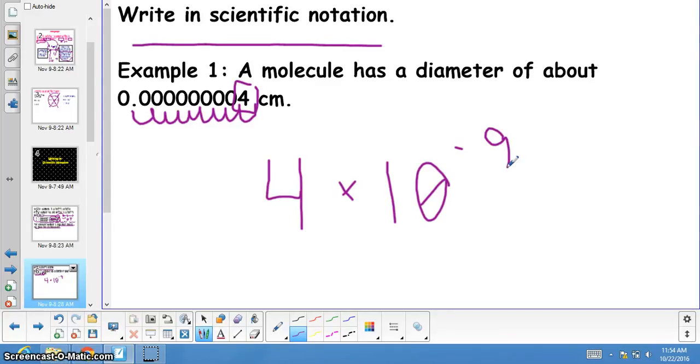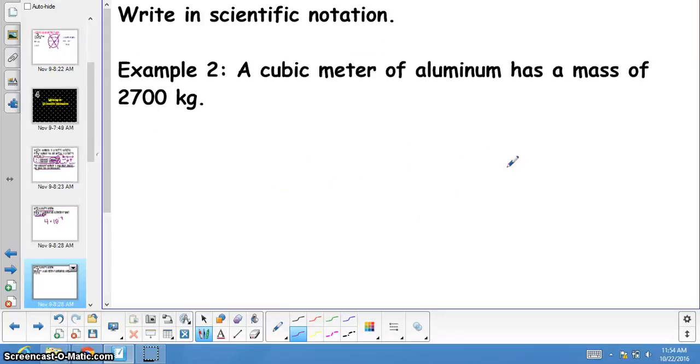Let's look at another example. A cubic meter of aluminum has a mass of 2,700 kilograms. Write in scientific notation. Well, I noticed this one's a little different than the last one because I don't see a decimal. But I do see my first two numbers that are non-zero. I could think that 0.27 is my first base, but what is wrong with 0.27? It is not greater than 1, and that is the rule.